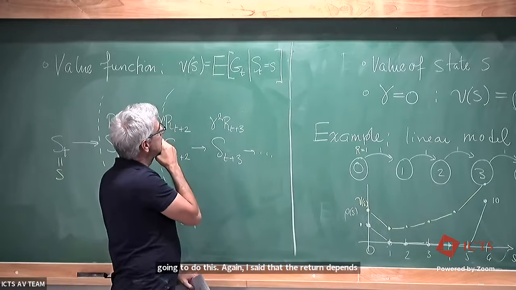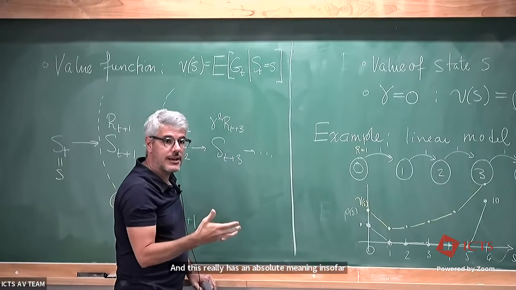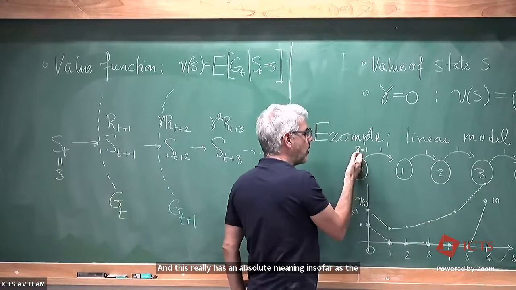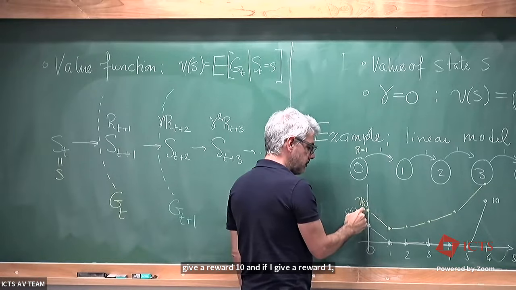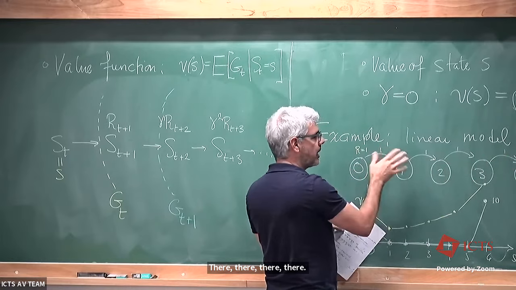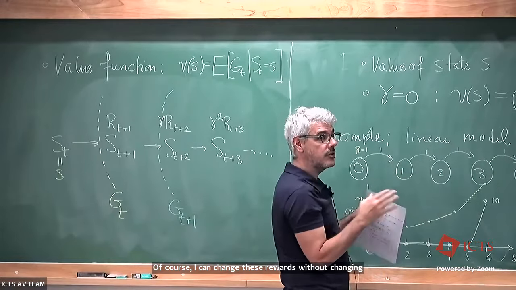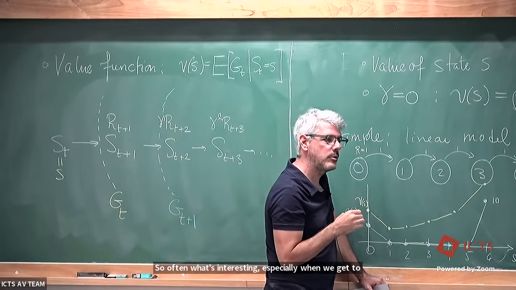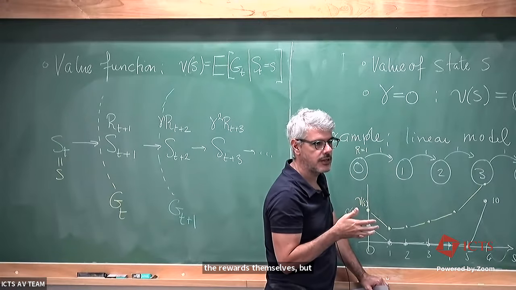And this really has an absolute meaning insofar as the rewards themselves actually have absolute meaning. If I give a reward 10, or if I give a reward 1, I get an actual value function which is determined there. Of course, I can change these rewards without changing the ratio, and I'm going to get something very similar. So often what's interesting, especially when we get to Markov decision process, is not the absolute value of the rewards themselves, but the relative values. That's what's important for achieving a control task.